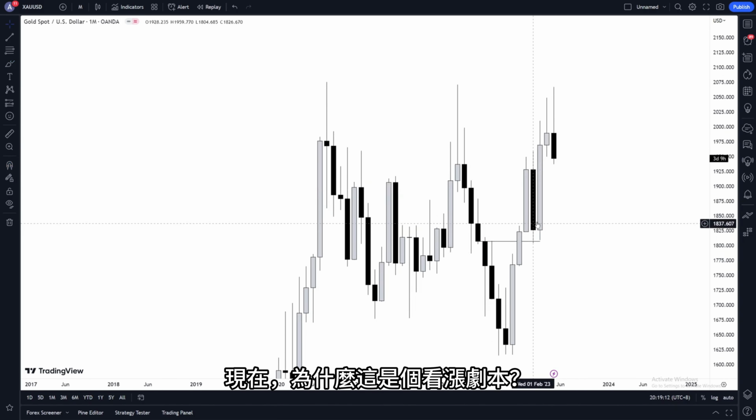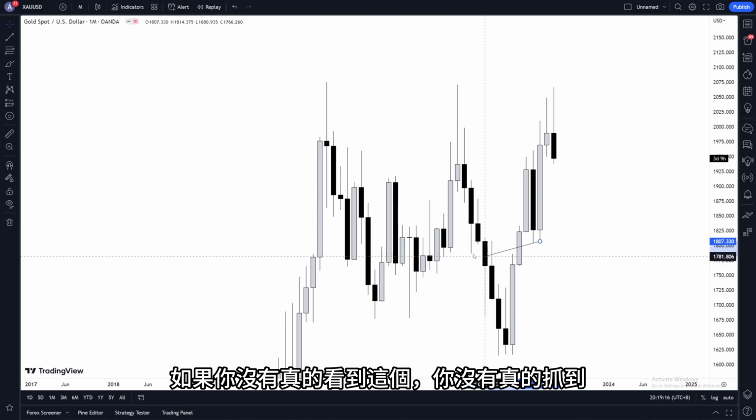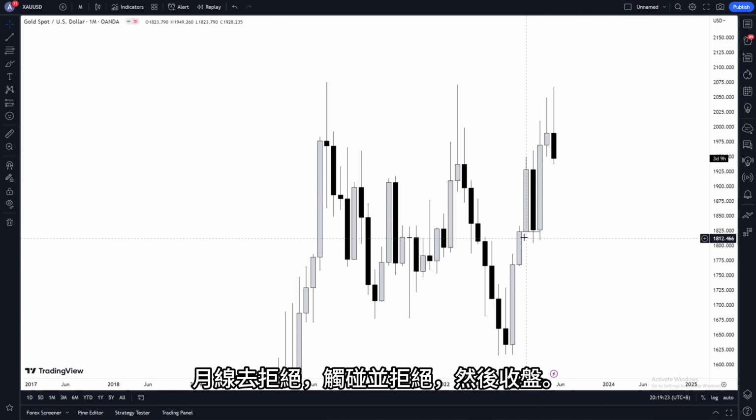Now, why is this a bullish storyline? Very simple. Monthly candle comes into this monthly over here. If you didn't really see this, you didn't really catch this, no problem. You can always look at this one too, right? It doesn't matter because you would have waited for this monthly to reject, tap and reject, and close.